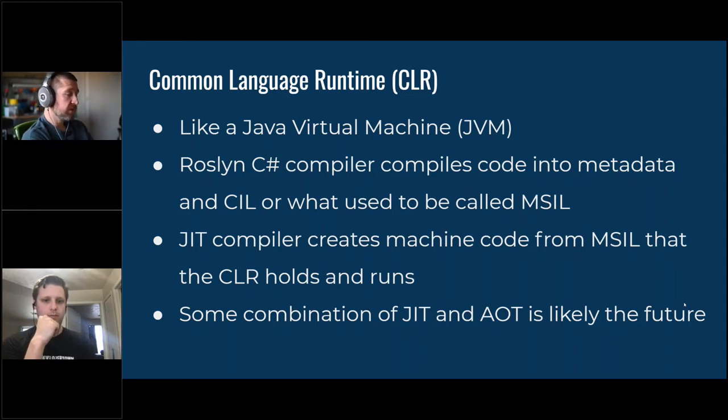For .NET, that JIT compiler now is RyuJIT. So if you're curious, it's R-Y-U-J-I-T, and you can look up more information about the history behind that. But that's what they're using now.